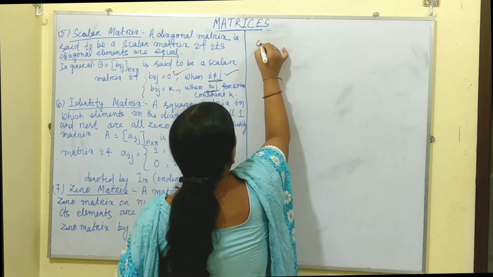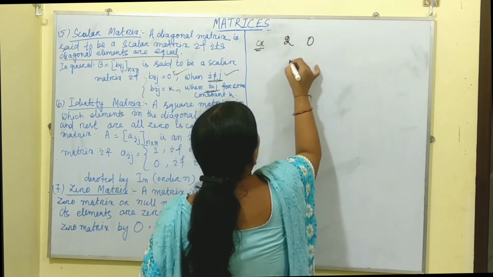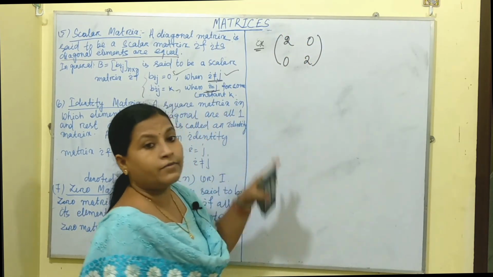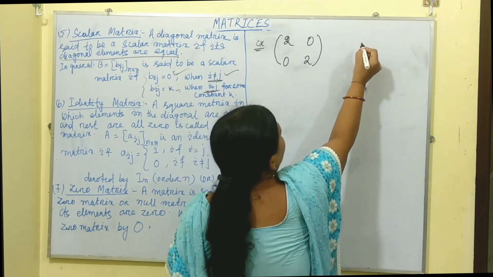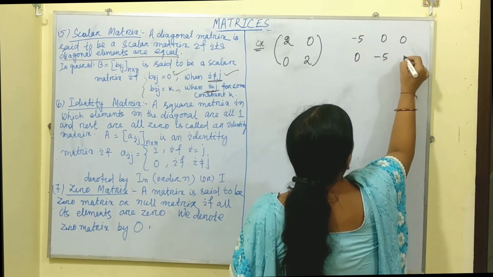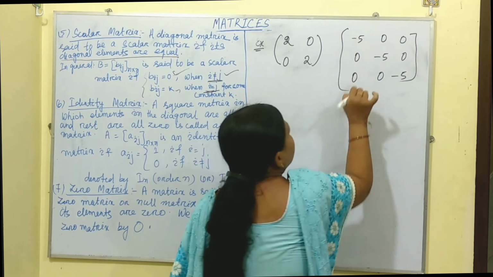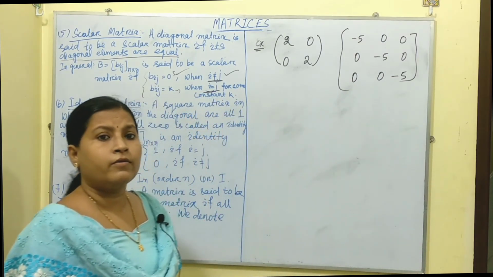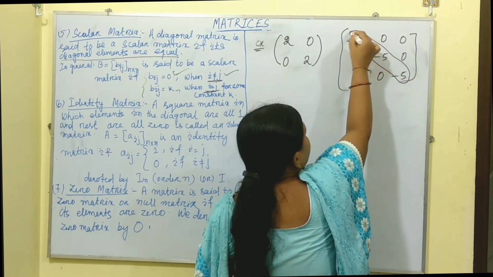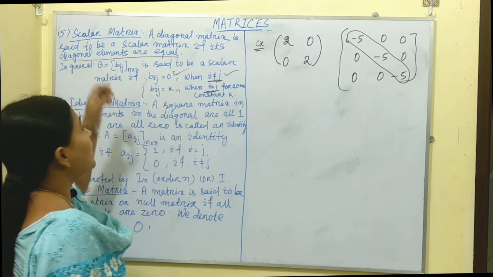So for example, this is a scalar matrix of order 2. This is a scalar matrix of order 3. Okay, so here the constants, all the diagonal elements are equal, that is -5. So it is called a scalar matrix.